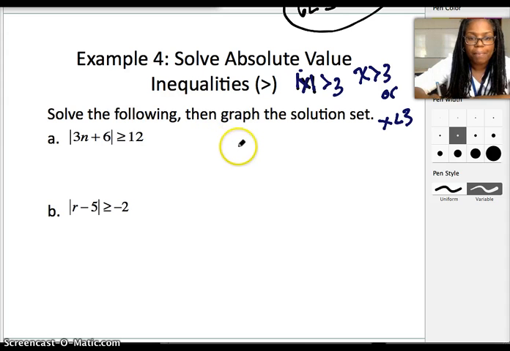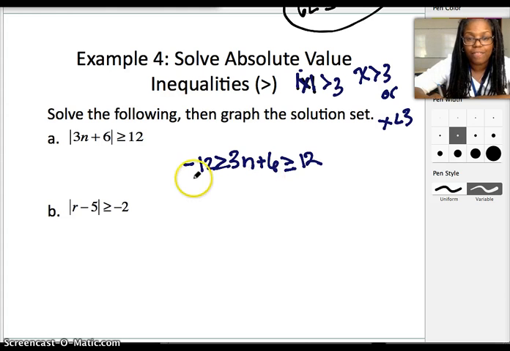Let's watch. Remember, I said just write down the center part, 3n plus 6. Put the same symbol on either side, and then put the positive 12 here, and then -12 on this side. This is now an inequality that we can handle. However, if I read this new thing that I created from left to right, there's something fishy going on. Can -12 be greater than 3n plus 6, and at the same time, 3n plus 6 be greater than +12? No, that confirms the fact that this is a disjunction.